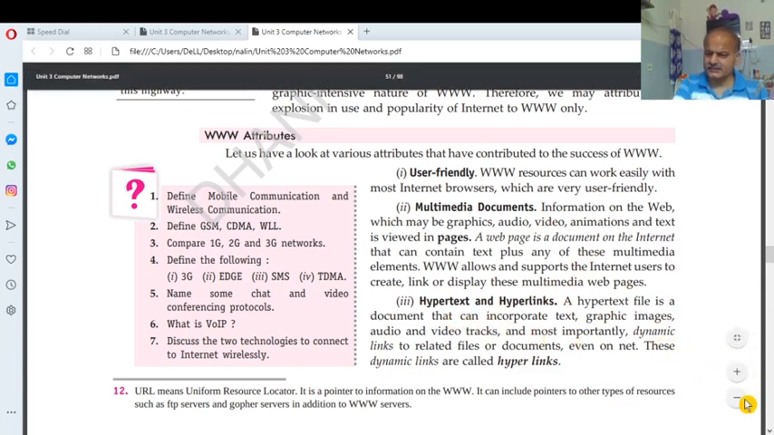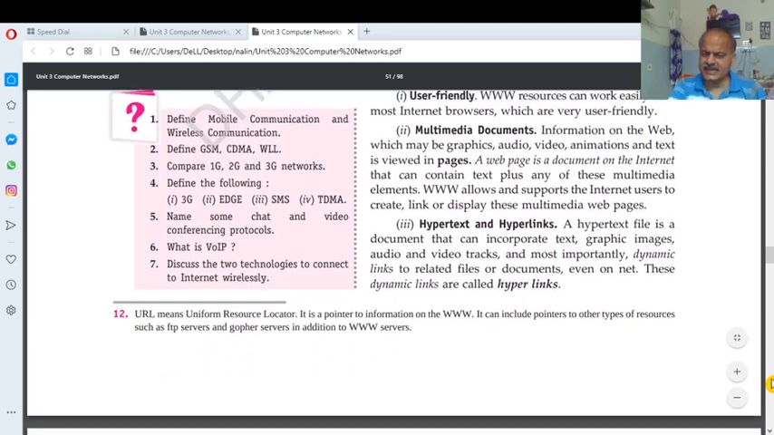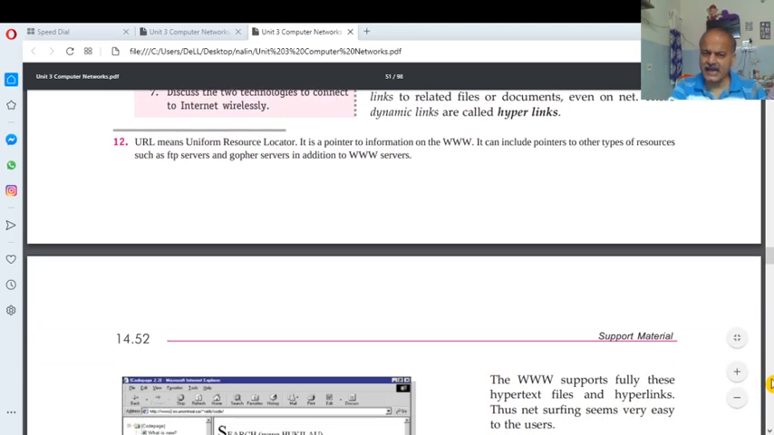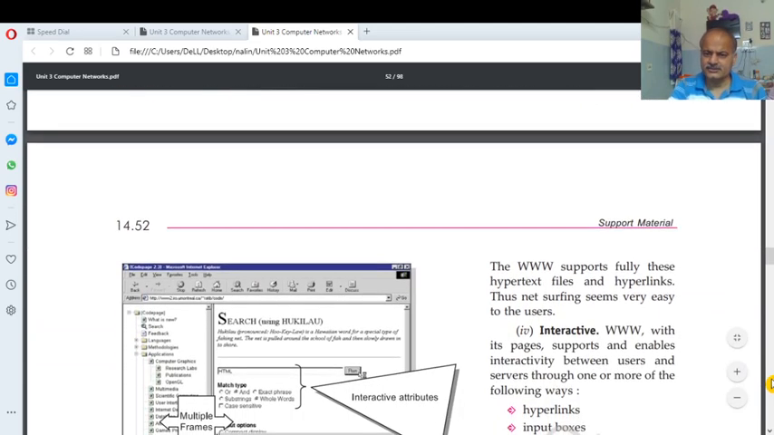In the internet, when you open any website, the website means a number of pages, and each and every page is connected to the other pages. This is called the hyperlink. Clear?